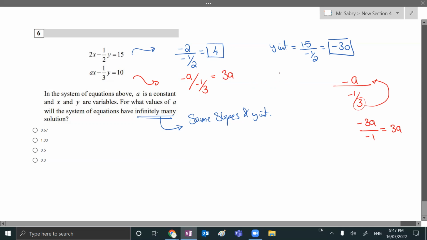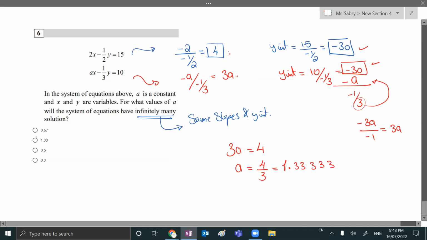Now let's check the y-intercept. It's actually 10 over negative 1 over 3, which is negative 30 already. So the y-intercepts are already equal to each other. We just want to make sure that these two are equal to each other now. So we want 3a to be equal to 4, which means then that a is equal to 4 over 3, which is equivalent to 1.3333, which is then b in this case. Is this one also clear or is it a bit harder?